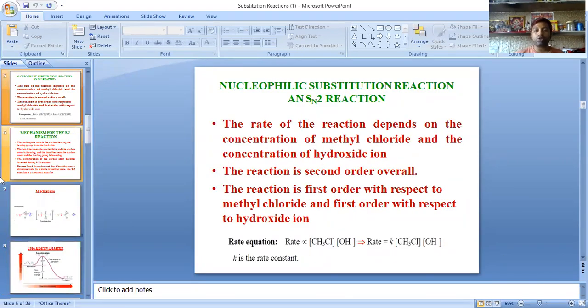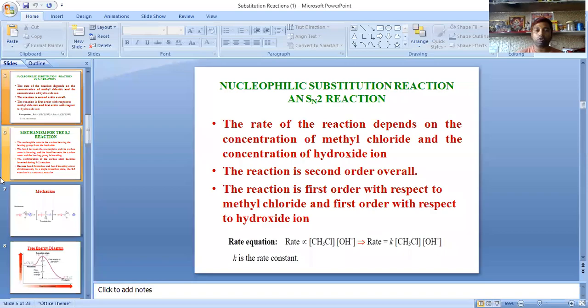Now, in nucleophilic substitution reactions, we are going to discuss substitution nucleophilic bimolecular reactions. The rate of the reaction depends on the concentration of methyl chloride and the concentration of hydroxide ion. If the substrate is an alkyl halide, methyl chloride, the nucleophile is hydroxide ion.